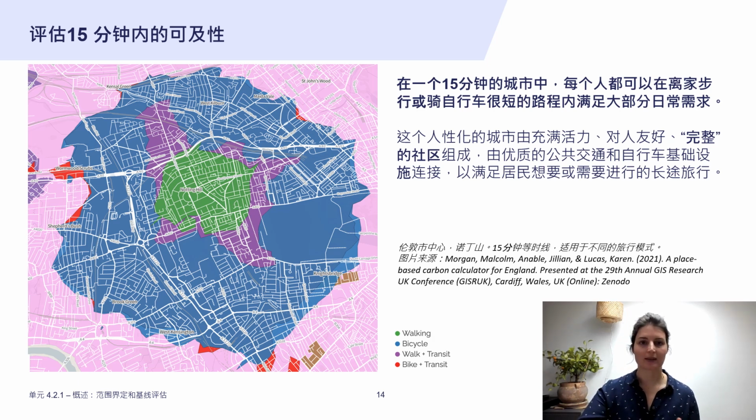This human-scale city model is composed of vibrant, people-friendly, complete neighborhoods connected by quality public transport and cycling infrastructure for the longer trips that residents want or need to make. Isochrone maps, shown here as central London, are a great way to see all the locations people can reach within the time limit by a mode of transport.